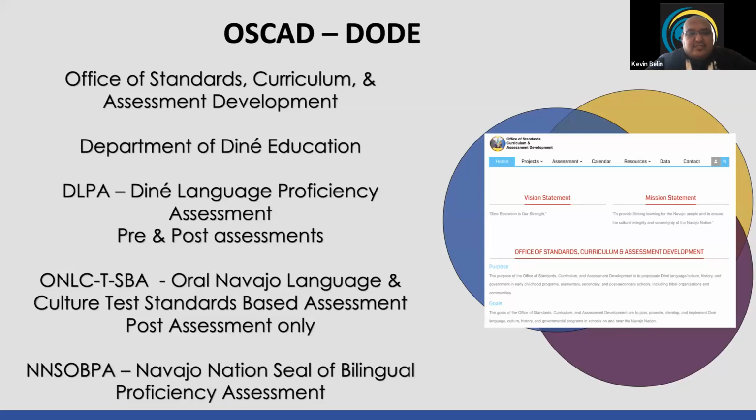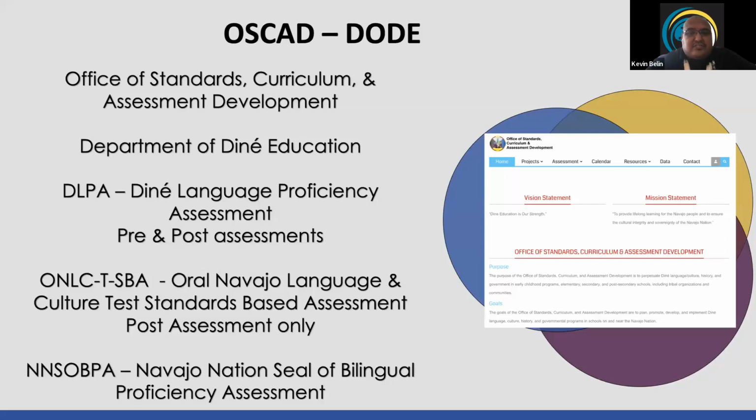For our seniors, we also have the NNSOBPA, which is the Navajo Nation Seal Bilingual Proficiency Assessment. What this does is that it gives a seal Navajo Nation onto our students' diploma and it shows proficiency in both and recognized from the Navajo Nation, and it's recognized, I believe, by the New Mexico Public Education Department onto their diploma.